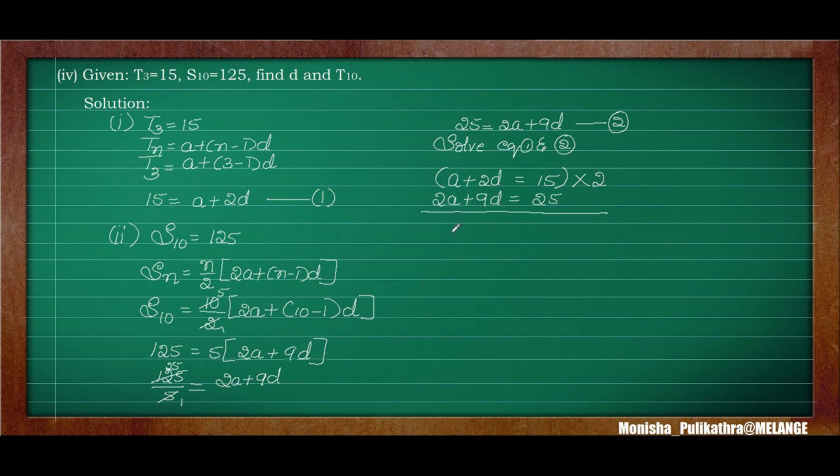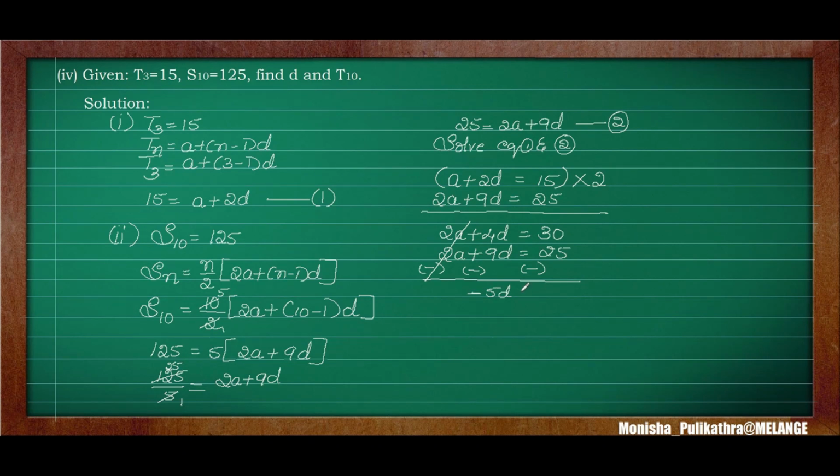So multiply it. 2 into a is 2a plus 2 into 2d is 4d is equal to 2 into 15 is 30. Okay. And write the second equation as it is. That is 2a plus 9d is equal to 25. So after writing this, we need to change the sign. So when we change the sign, the a term cancels, because it will become plus into minus, minus. So plus 2a and minus 2a cancel each other. So in the next one, plus into minus is minus. So 9d minus 4d is 5d, where the larger number has a negative sign.